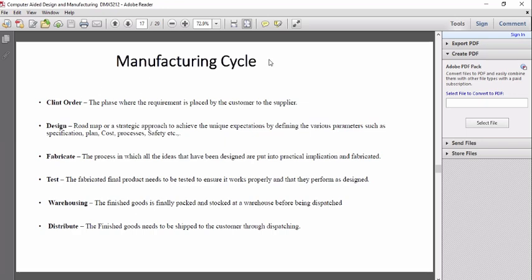Likewise, in manufacturing, we take design and manufacturing all together. So the design and fabricate part, this is the design part, and the fabricating, testing, and storage and sales. So this is the manufacturing cycle.